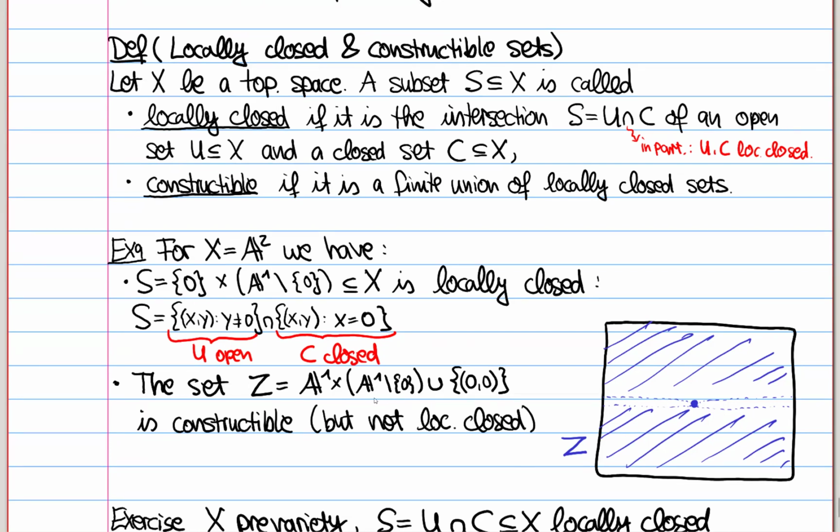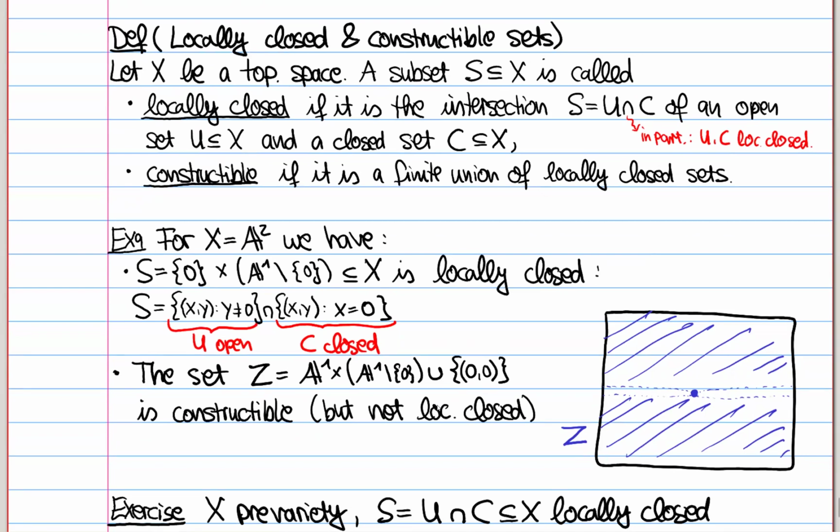And then its complement here, Z, turns out you can write it as a finite union of locally closed sets, namely as the union of this open set here and this closed set here, as we constructed it in the lecture. And so this is clearly constructible as a finite union of locally closed sets, but it's not locally closed itself. That's something you check. And so we have seen examples of these two concepts.